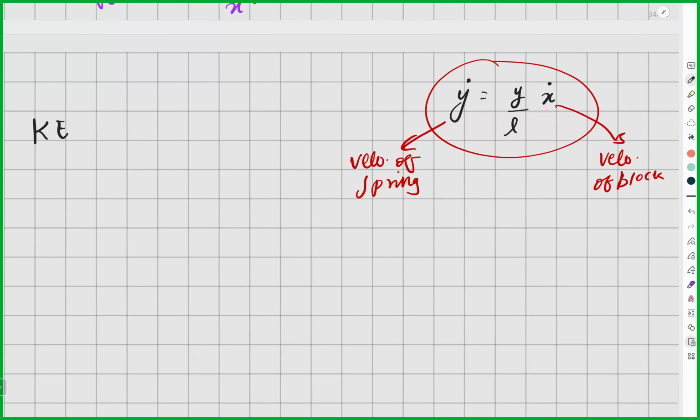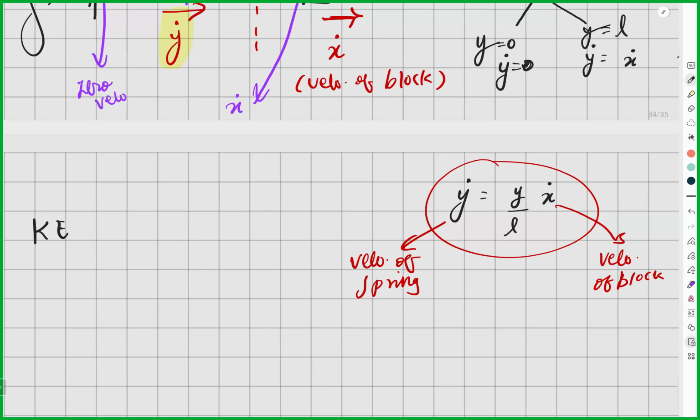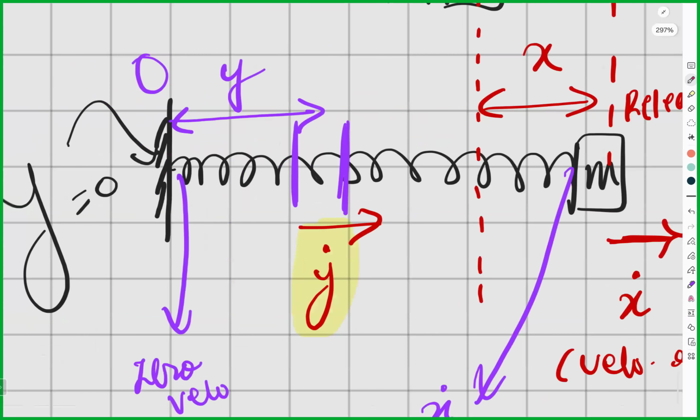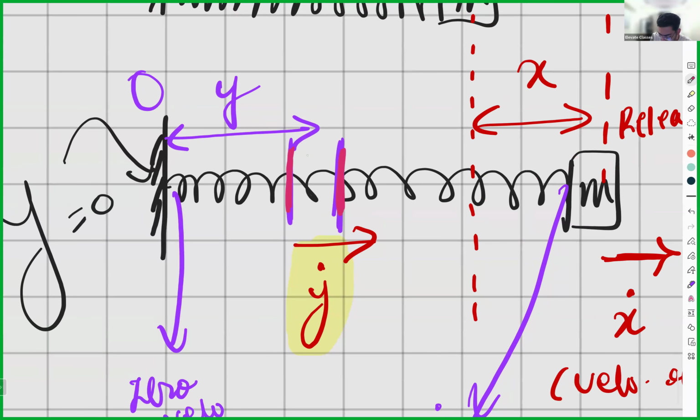Sorry for interrupting, sir. You have chosen y as the coordinate to represent the extension of the spring, right? Position of the small element on the spring. Let us say this particular part. I'll explain. I am taking a small part of the spring because every part has different velocity. This you agree? Yes, sir, I agree.